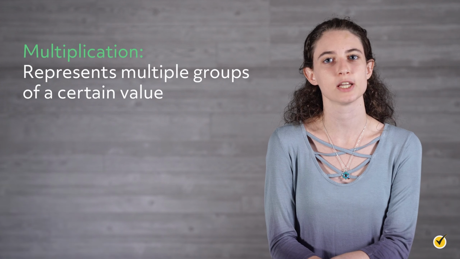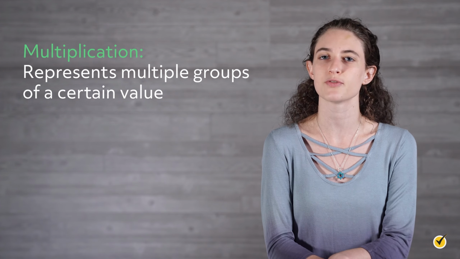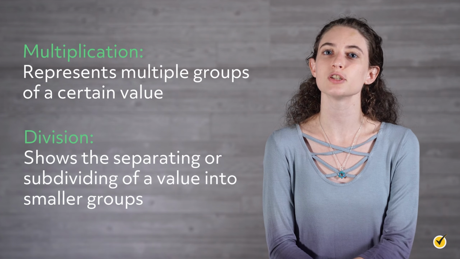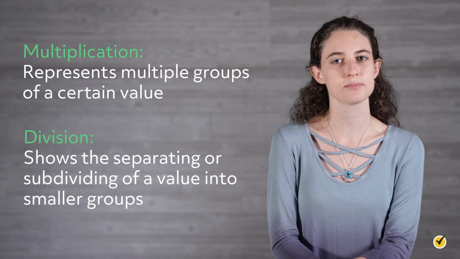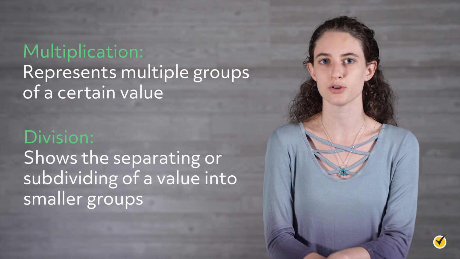The commutative property applies to addition, but not to subtraction. Another operation that also shares the commutative property is multiplication. Let's discuss multiplication together with division, as we did for addition and subtraction. Multiplication and division are similar to addition and subtraction in that they perform opposite functions. The function of multiplication is to represent multiple groups of a certain value, whereas division is designed to show the separating or subdividing of a value into smaller groups.